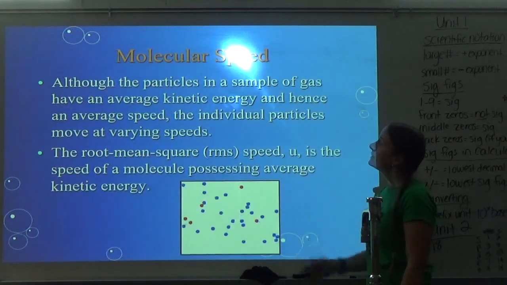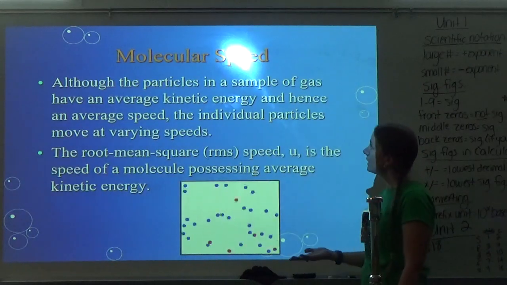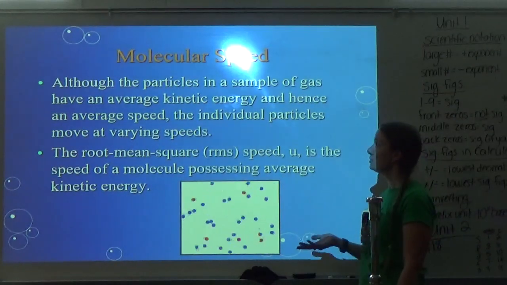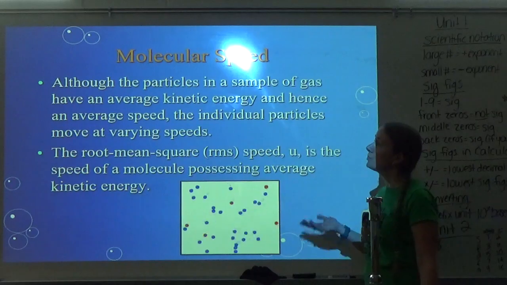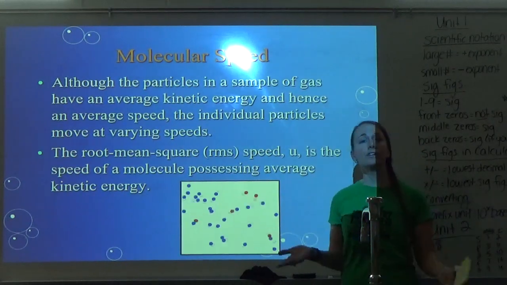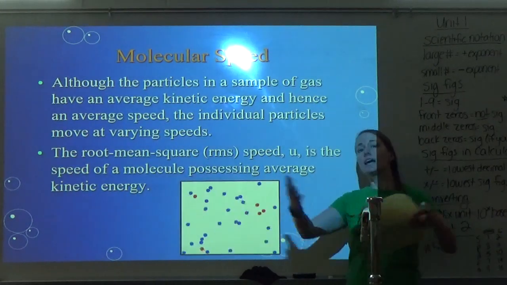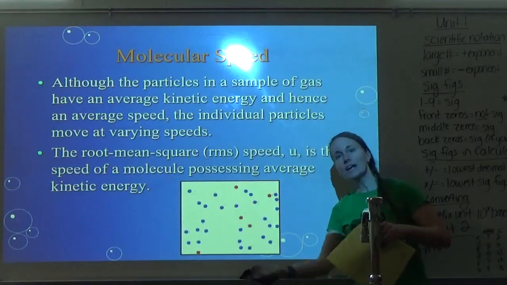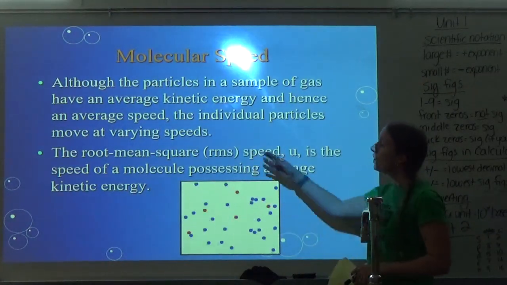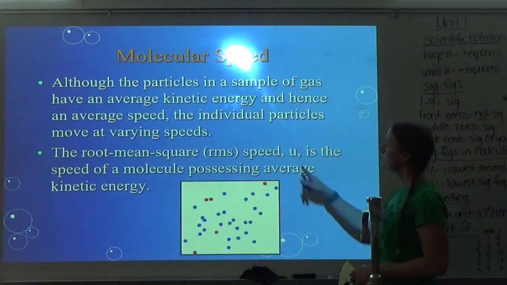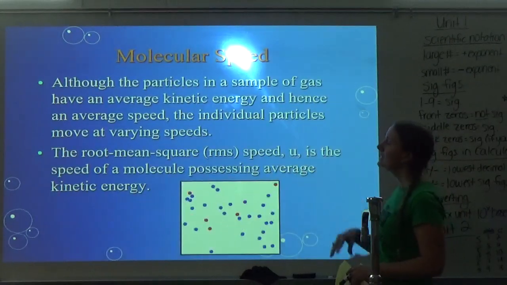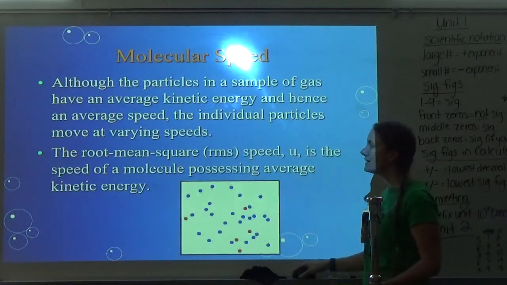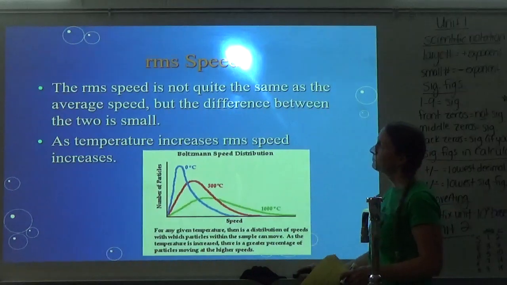Although the particles in a sample of gas have an average kinetic energy and hence an average speed, the individual particles move at varying speeds. So think of it like when you take a test in class. There's a class average, but some people made higher than that, some people made lower. So the RMS, or root mean square speed, is represented by a u, and it is the speed of a molecule possessing average kinetic energy.